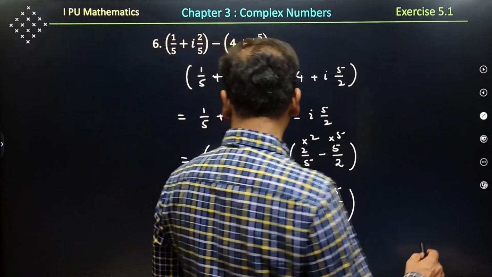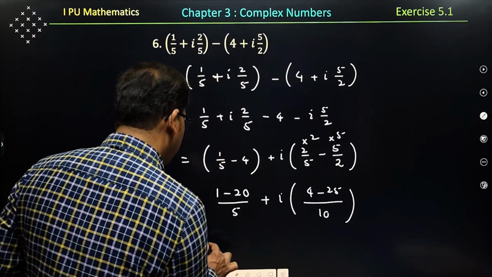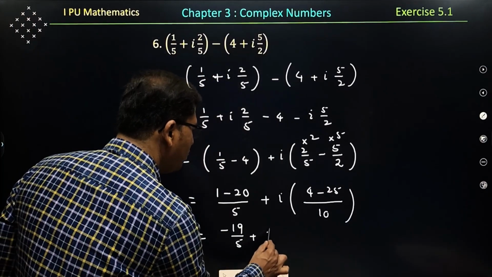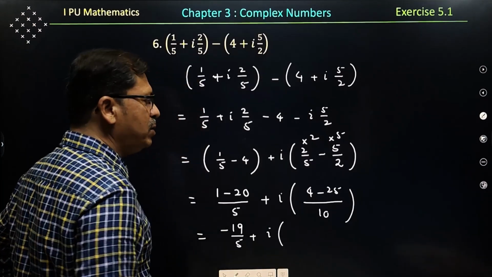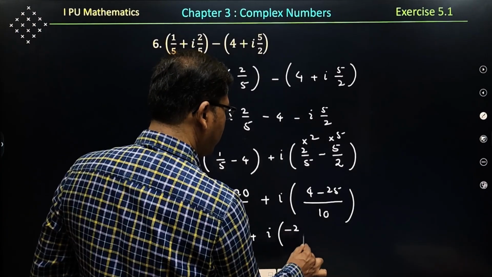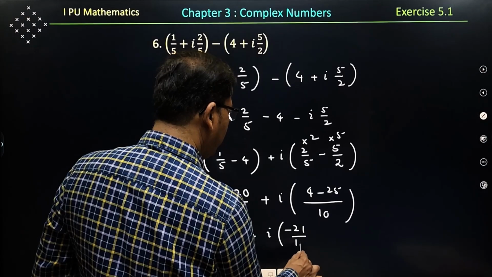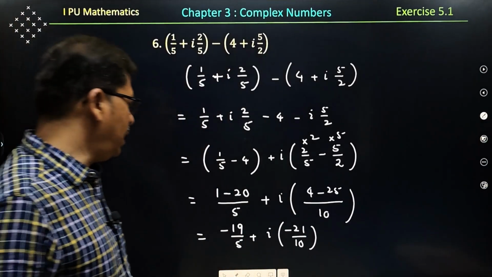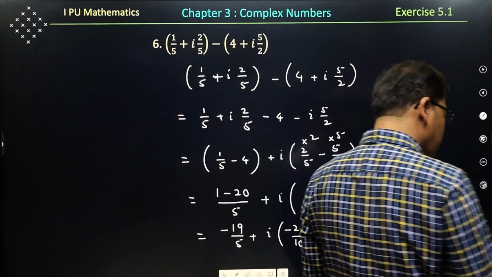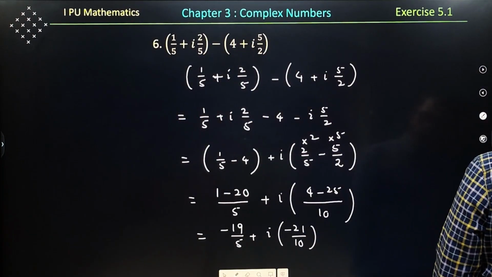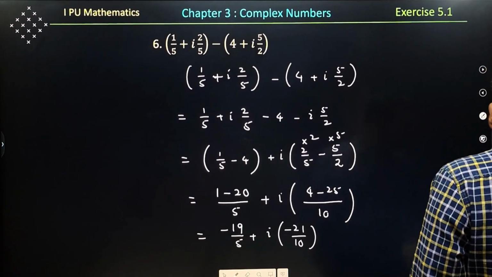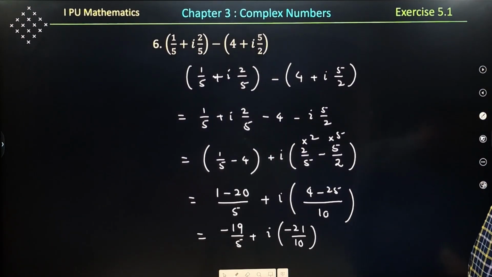1 minus 20 is minus 19 divided by 5 plus i into bracket 4 minus 25, that leads to minus 21. Minus 21 divided by 10 here. And this completes the calculation here. We have expressed in the form x plus iy: minus 19 by 5 plus of minus 21 divided by 10. It is correct. Let us move to the next example, which seems to be somewhat lengthy.